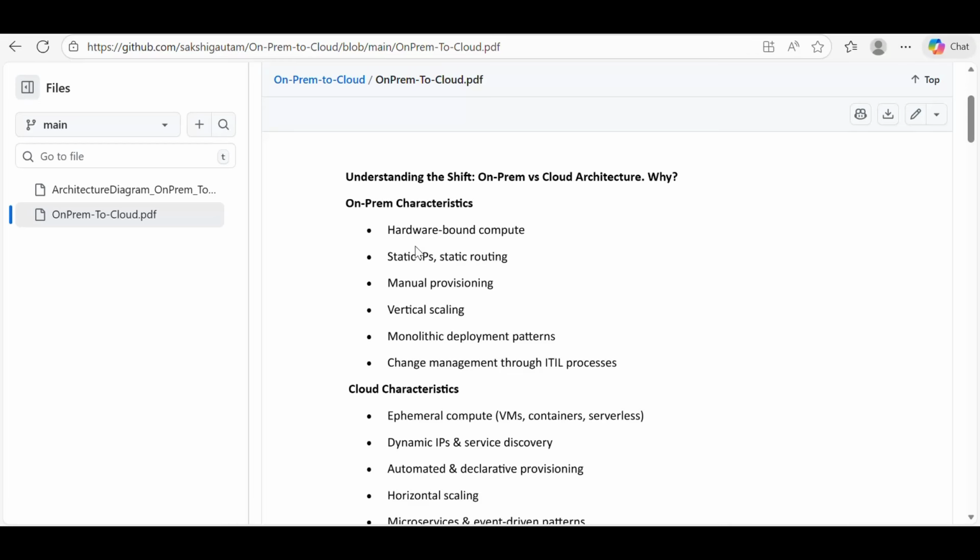So today we will understand about on-prem to cloud. When any organization decides that we will migrate from on-prem to cloud, what all is taken in mind, what all is analyzed, and how we should start. So yeah, let's go.